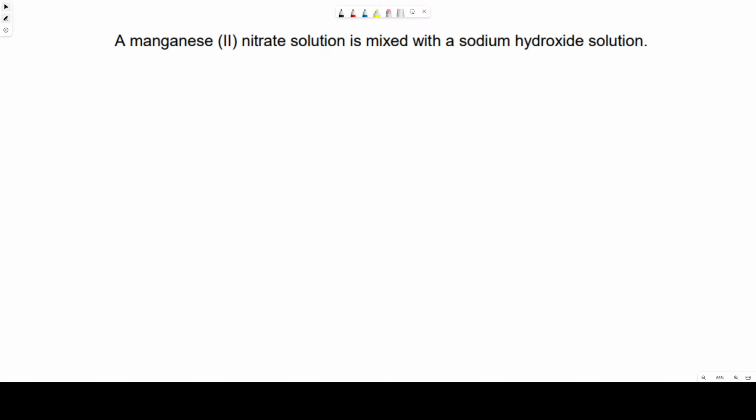So the question asks, a manganese 2 nitrate solution is mixed with sodium hydroxide solution. Okay, so now remember, both of these are solutions, so that means they both will be in the aqueous form. Now because these are all word problems, you have to know the formula for the compound. So for nitrate, I know that's NO3, and manganese is Mn, and sodium hydroxide is NaOH. That's pretty straightforward. And this is manganese 2, and the charge of nitrate is -1.